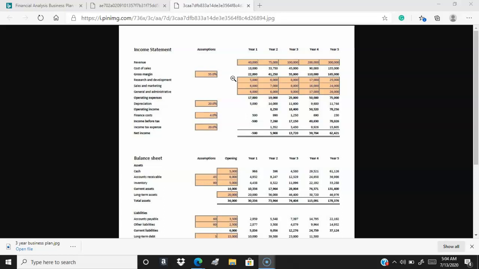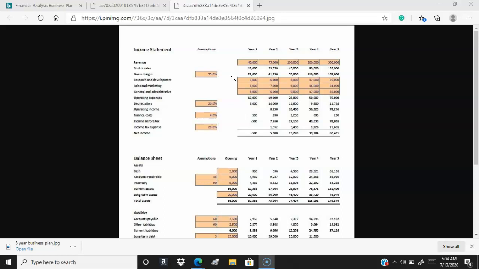Your cost of sales. So, if you're in a product-based business, how much did it cost you? How much does it cost for the product? If you're in a service-based business, you don't have to worry about cost of sales as much. Gross margin, how much is your profit? If you're in a product-based business, how much is your profit? If you're in a service-based business, how much money have you made?